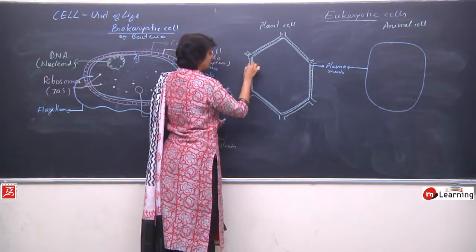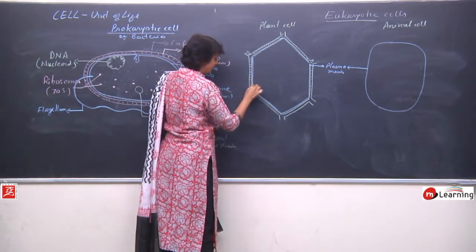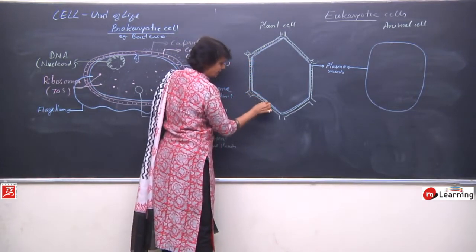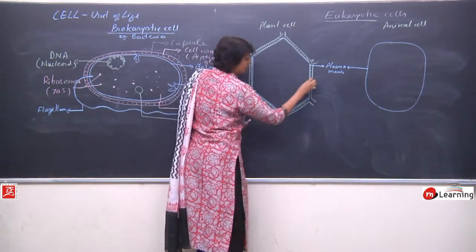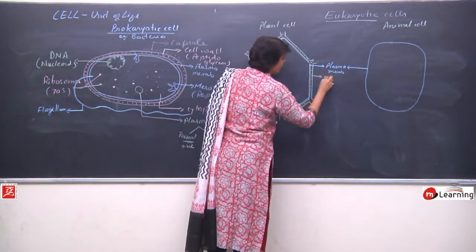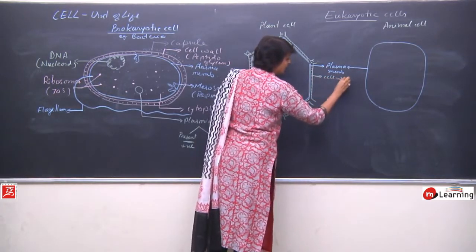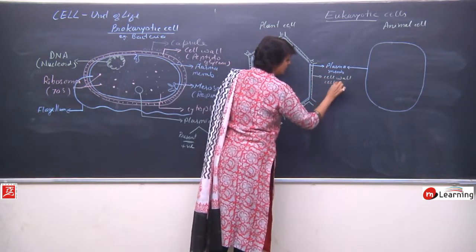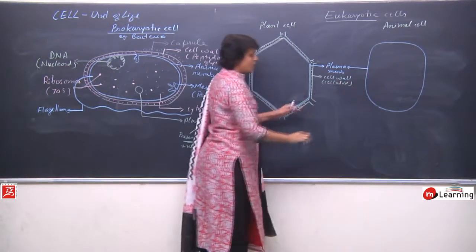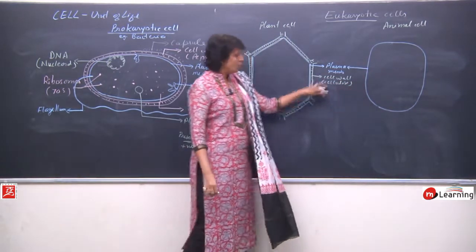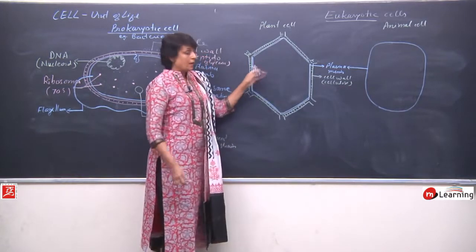In prokaryotes, there is cell wall, but that is made up of peptidoglycan. So this cell wall made up of cellulose is not present in animal cells, only in plant cells.